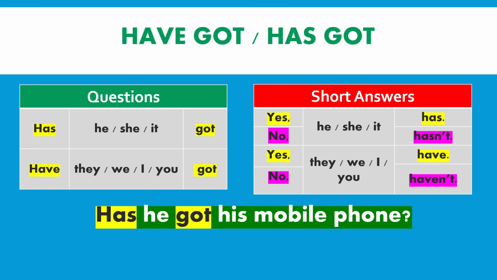So we try to look at the highlighted words there. Has and got are in yellow color. So after this, when we want to answer it as yes or no, how should we answer it? We have to refer to the red table. If the answer is yes, yes, he has. And if the answer is no, no, he hasn't. Just refer to the table at your right.